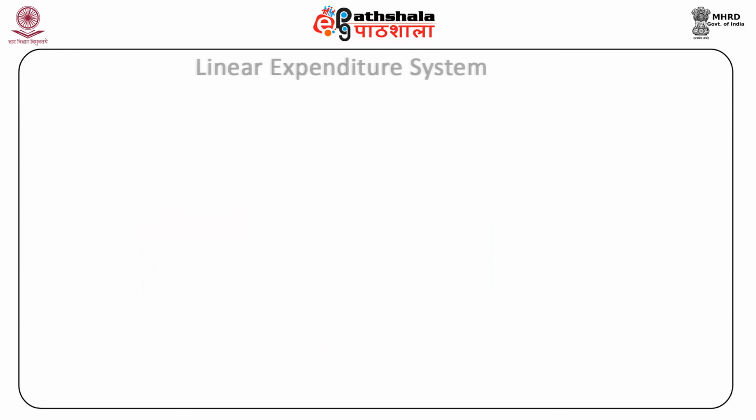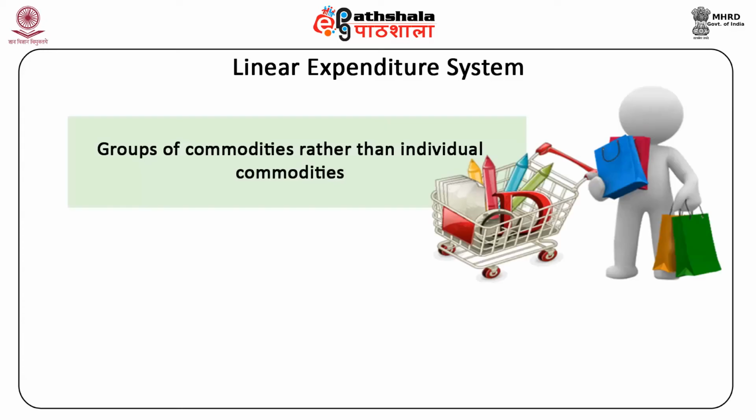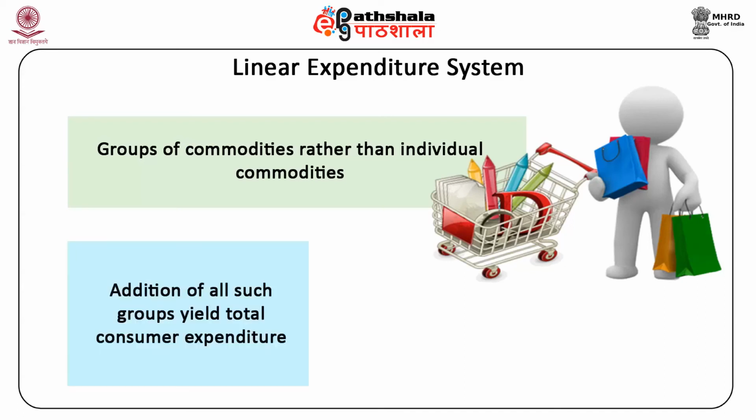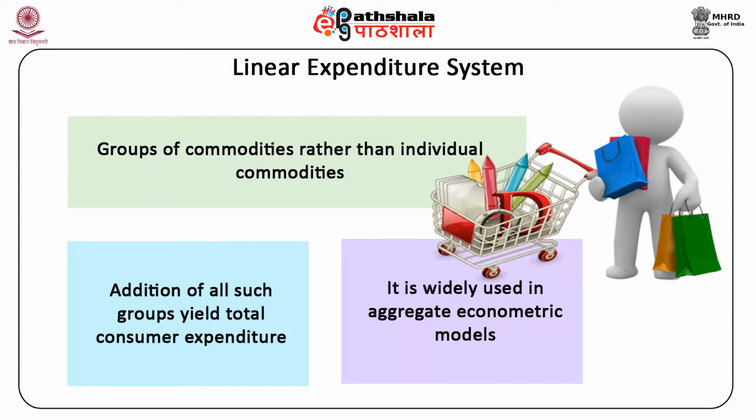Let us now study the last topic of this module, which is the linear expenditure system. The linear expenditure system is a model which deals with groups of commodities rather than individual commodities. Addition of all such groups yields total consumer expenditure. It is widely used in aggregate econometric models where it provides disaggregation of the consumption function as desired.